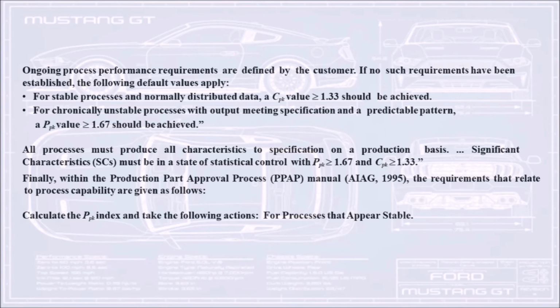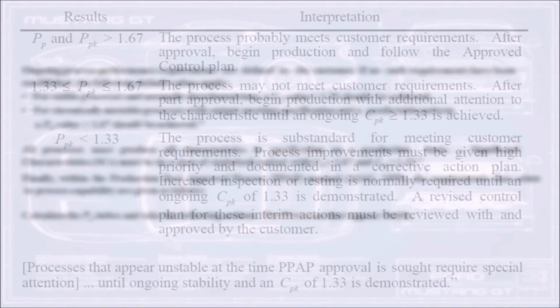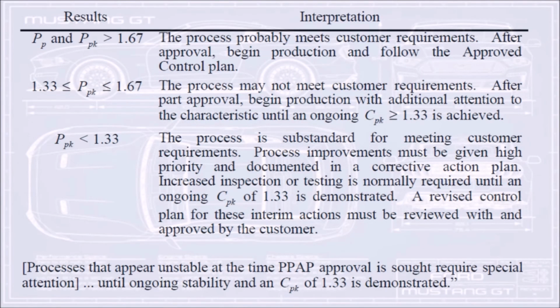Finally, within the production part approval process, PPAP Manual, AIAG, 1995, the requirements that relate to process capability are given as follows. Calculate the PPK index and take the following actions. For processes that appear stable, PP and PPK greater than 1.67, the process probably meets customer requirements. After approval, begin production and follow the approved control plan.